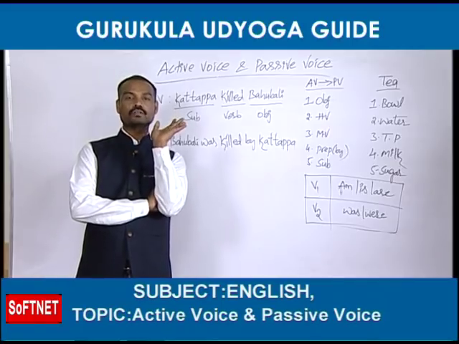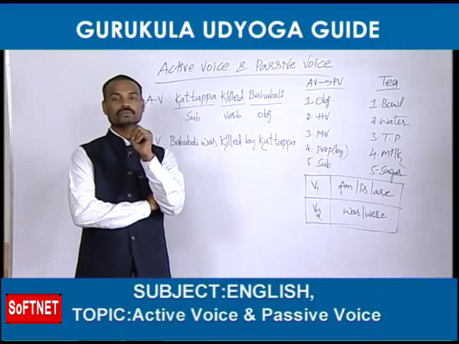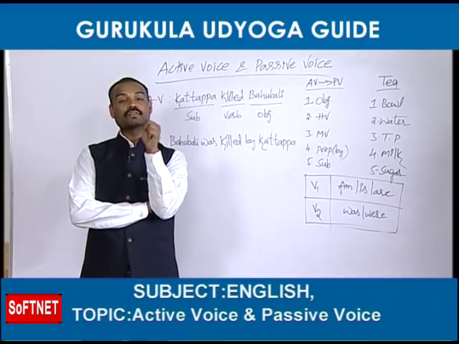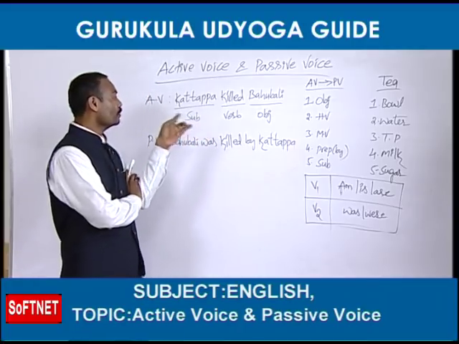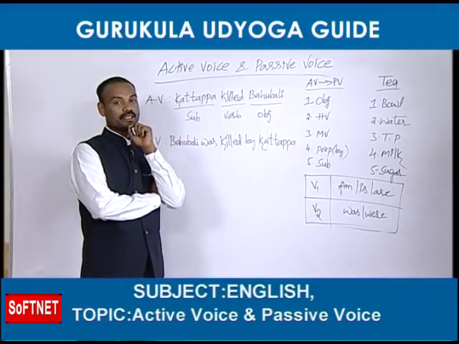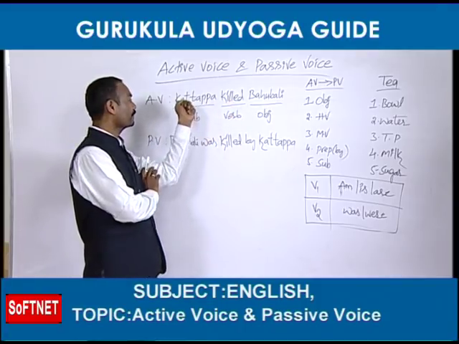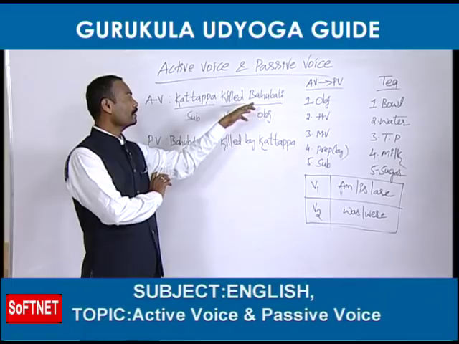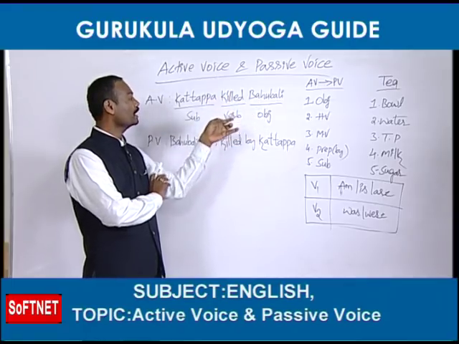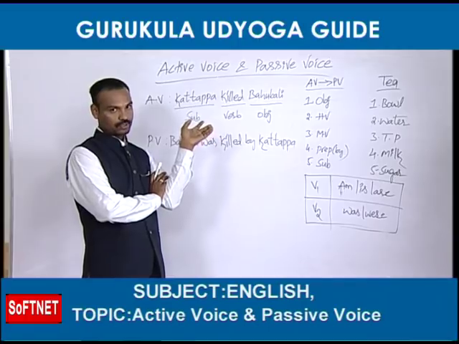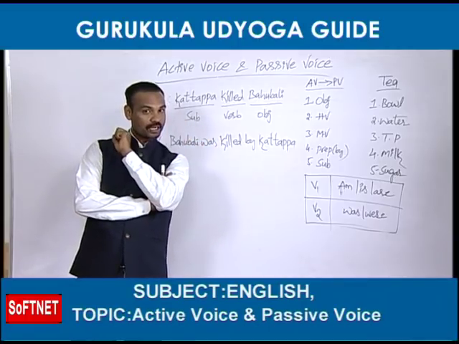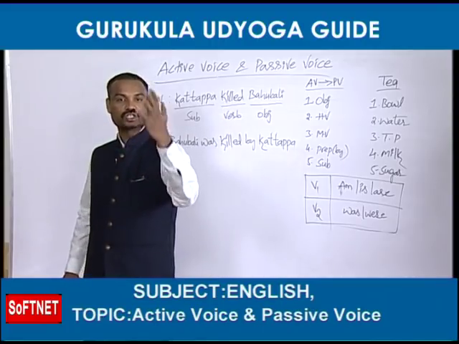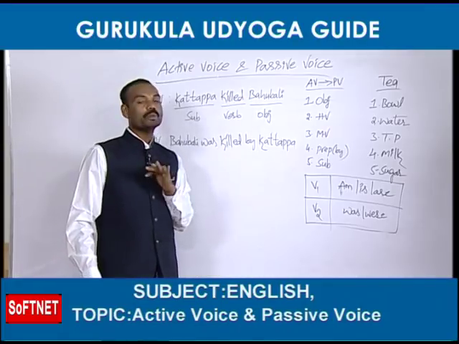Okay friends, now I am going to tell you the definition of object. Receiver, receiver of the action, a person who receives the result of that work is called the object. Here, who has received the work? Bahubali has received the result of this work. So, a person who does the work is called the subject, and a person who receives the result of that work is called the object. So, here Bahubali is the object.